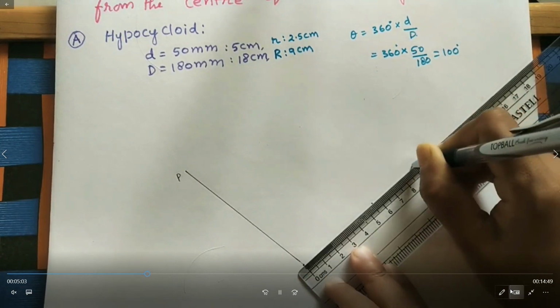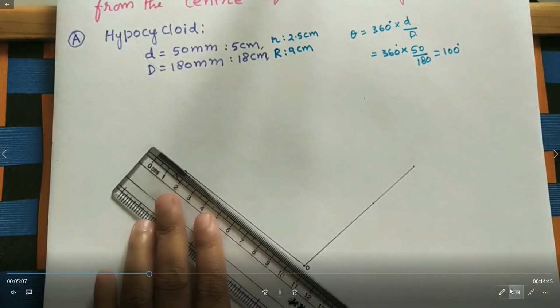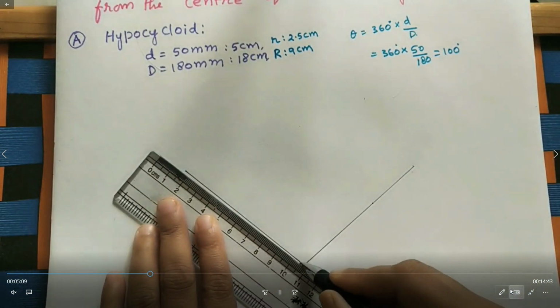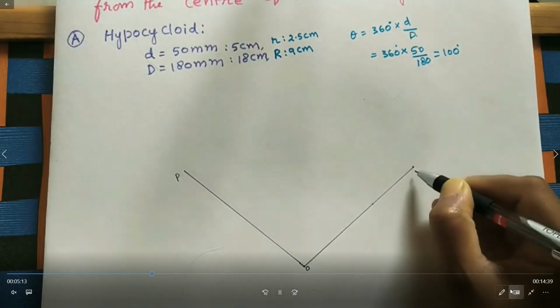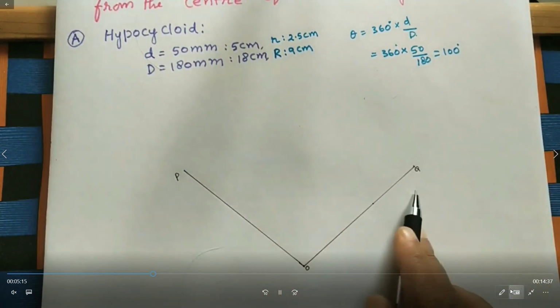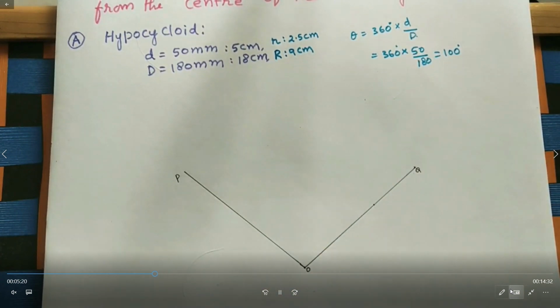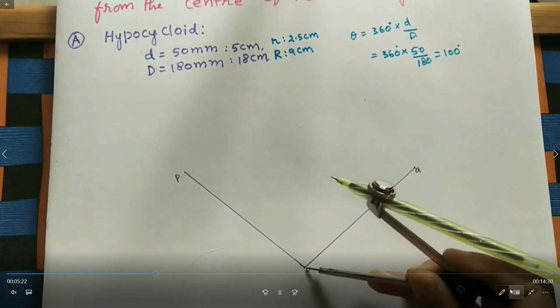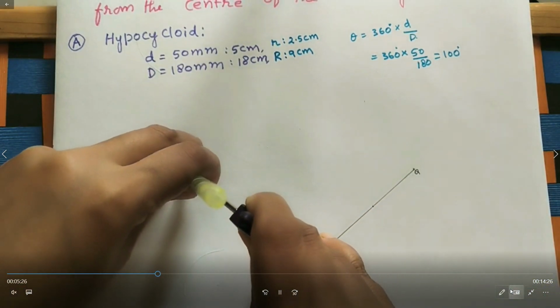One more line parallel to OP. Here OP and PQ are the same distance, the same length of the lines. The angle is 100 mm. And with the help of the compass, we draw the arc P to Q.